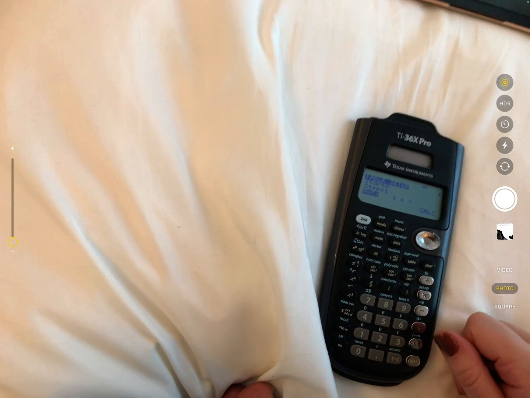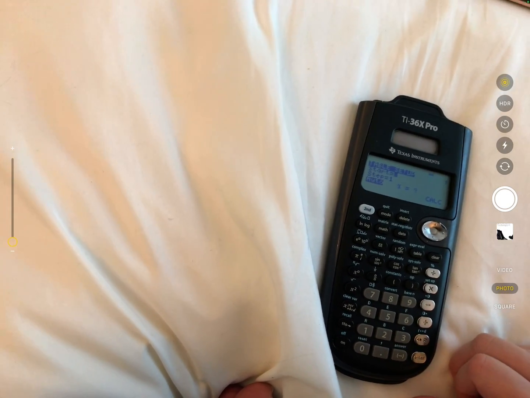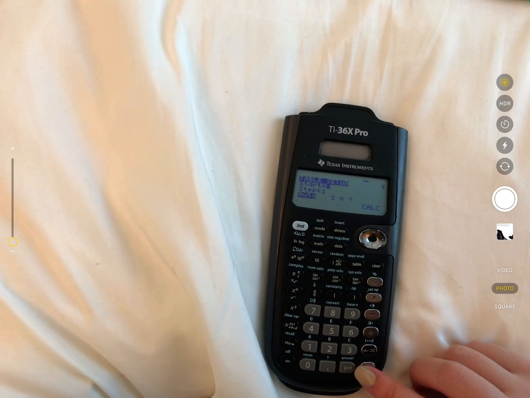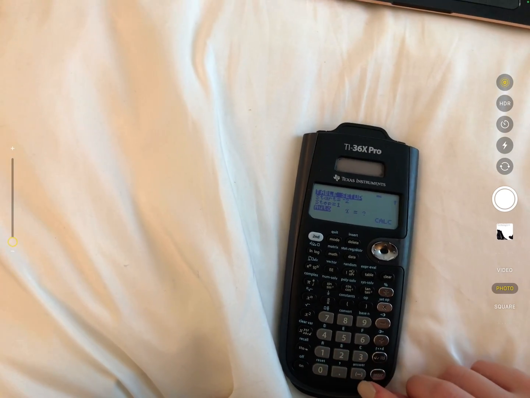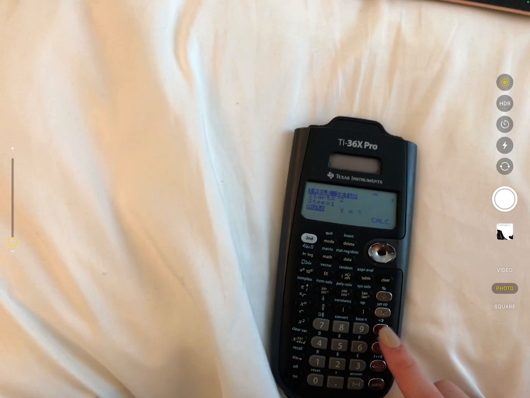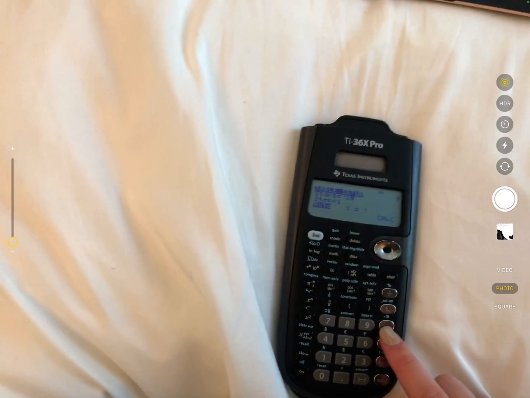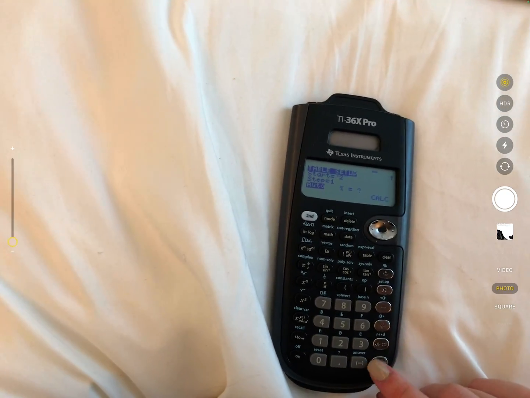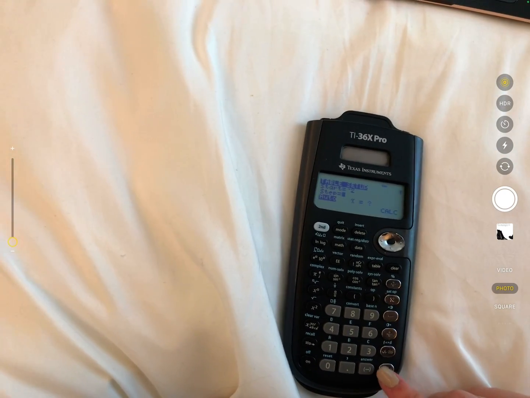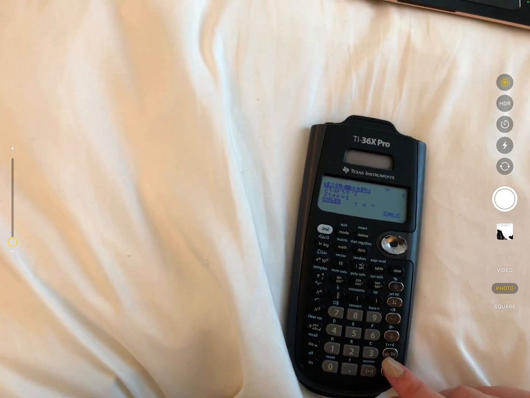Okay, and so then I'm going to hit enter, and then I'm going to start at my h value. So our h value is, remember, the x value of our vertex, and so that would be at negative 2. Make sure to use this negative sign here. This is a negative sign, this is a subtraction sign. So be careful, you will get an error message if you use this sign instead.